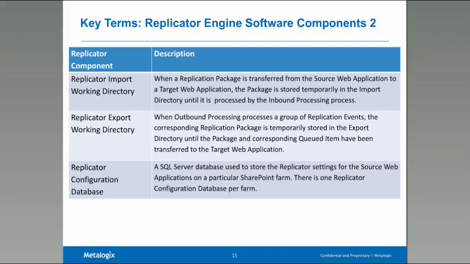Now, the Replicator configuration database, that's one of our databases that keeps track of all of your configuration that we'll see some of today. But any of the configuration that you do through the Replicator interface, this is where it's stored, as well as the monitor page. All the queue items are also in our configuration database.